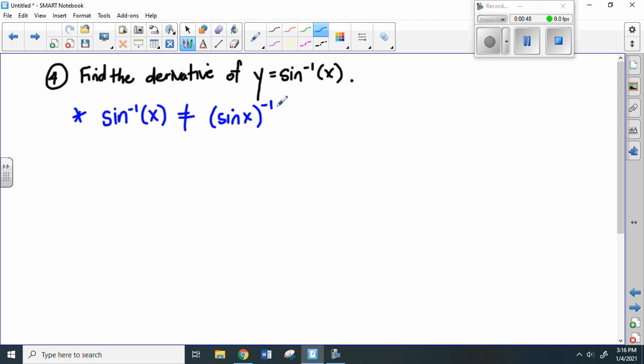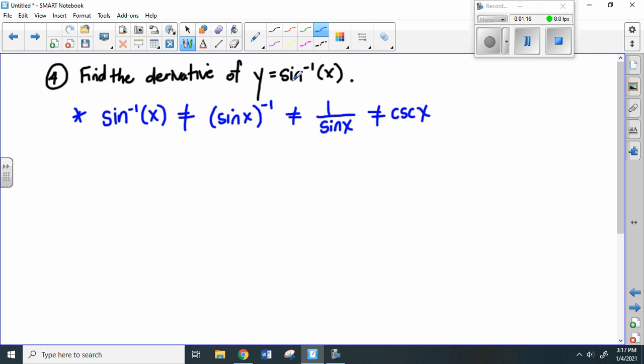Which means it is also not the same thing as the reciprocal, 1 over sine of x. You cannot write it like that. And which means it is not the same thing as cosecant of x. So please understand that this little -1 here is not technically an exponent. It represents the inverse.